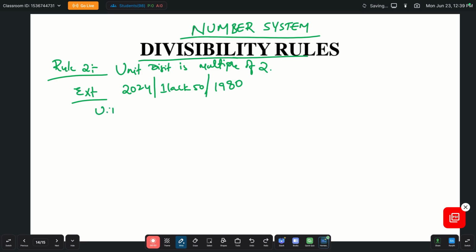So the unit digits are either 0, 2, 4, 6, 8. If any number ends with 0, 2, 4, 6, 8, then the total number is divisible by 2.